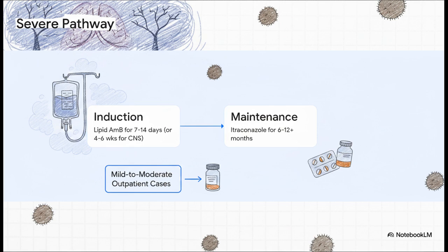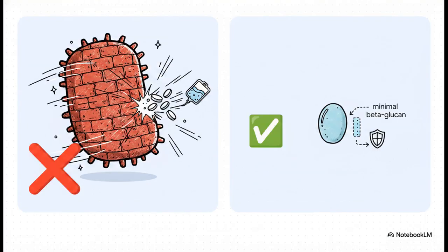You hit them hard for 7 to 14 days, pushing that to 4 to 6 weeks if the CNS is involved. Step 2 is maintenance, stepping down to oral itraconazole for a total duration of 6 to 12 months. Now here is an absolute favorite trick of exam writers. Do you use echinocandins, like caspofungin or micafungin, for blastomycosis? Never. It is strictly contraindicated.